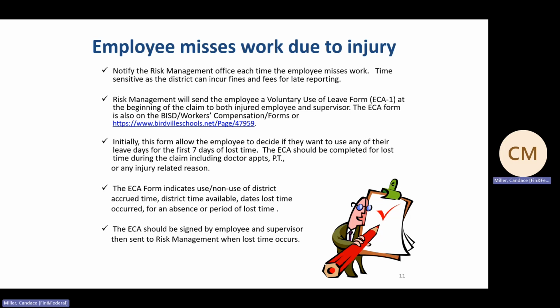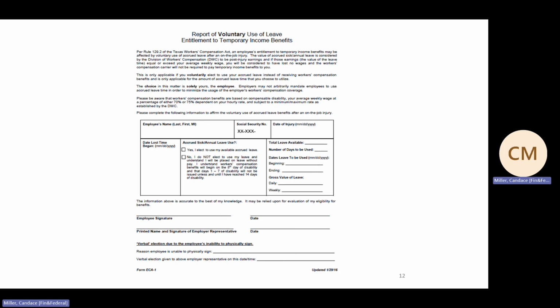The ECA form should be signed by you and the supervisor that certifies payroll and sent to me the day that lost time occurs. This is the ECA form that both you and the injured employee will complete for that 7-day period. Just an FYI, workers' comp in the state of Texas only pays the injured employee 70% of their average weekly wage. The first 7 days, which is what this form covers, the employee can choose to use their time accrued with the district or not get paid for the first 7 days of their claim.